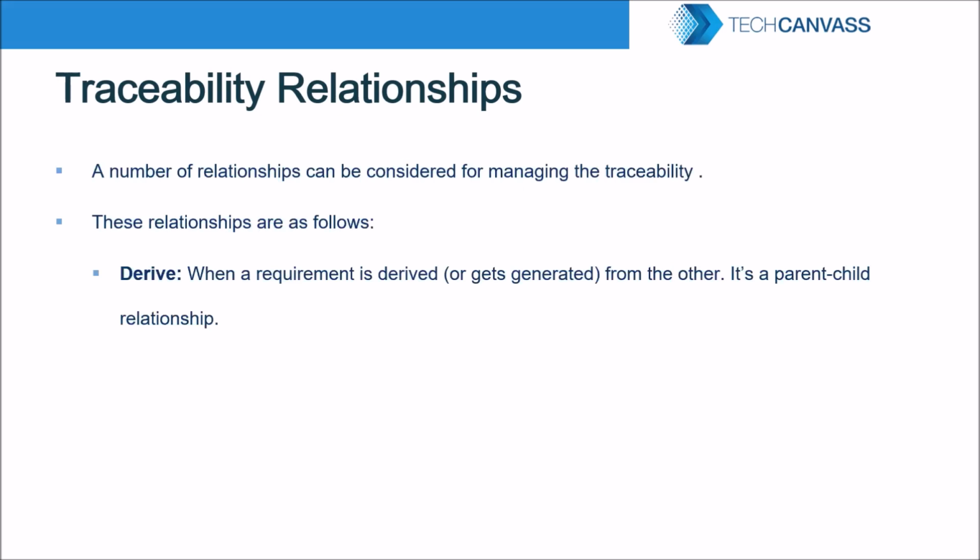Okay. One is called derive. That means if one requirement is getting generated from another requirement as part of an implied requirement, that is where the implied requirements come into the picture. So something has been stated as a requirement by the customer. From there you figure out that, okay, it automatically means this is also to be done.